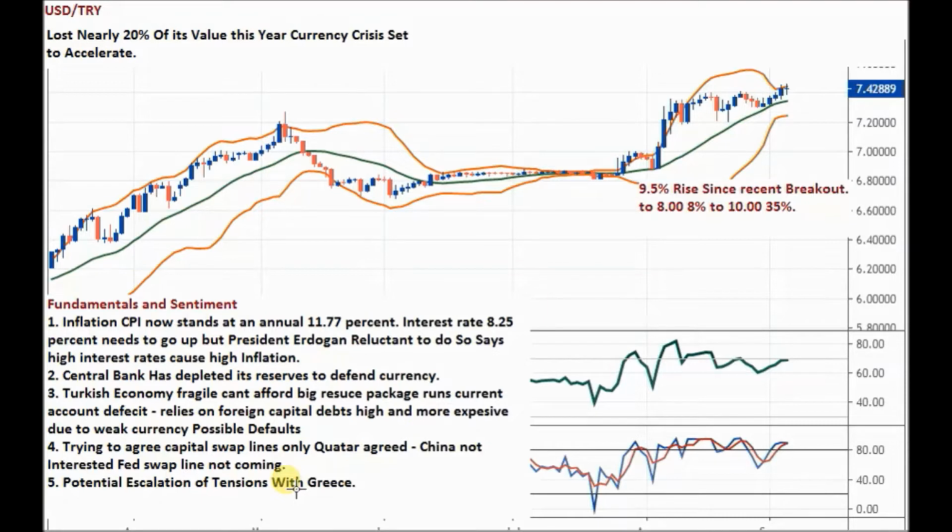Turkey. Now, in terms of no money to defend the currency, speculators are very well aware of this, and that's why you see the USD come up. And it could go a lot further. Another brewing problem is a potential escalation of tensions with Greece.